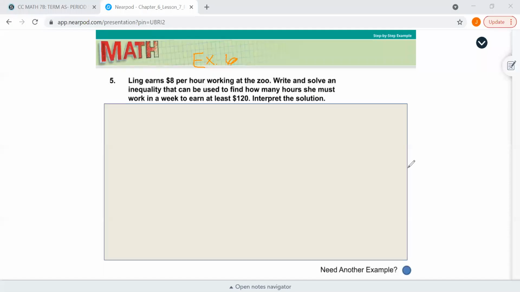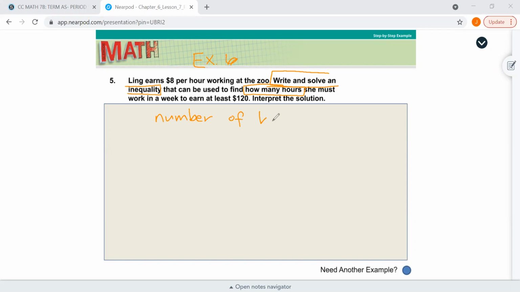Okay, so let's take a look at this word problem. So Lynn earns $8 per hour working at the zoo. It says write and solve an inequality that can be used to find how many hours she must work in a week to earn at least $120 and interpret the solution. So in this problem, you're asked to write and solve an inequality, okay? To find how many hours. I'm going to circle this key phrase of the question. You are asked to find the number of hours.